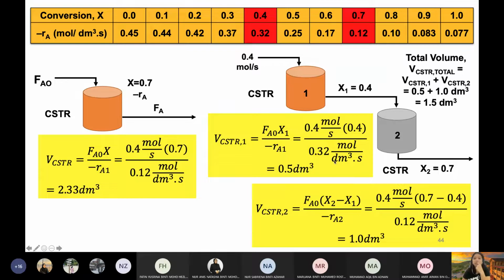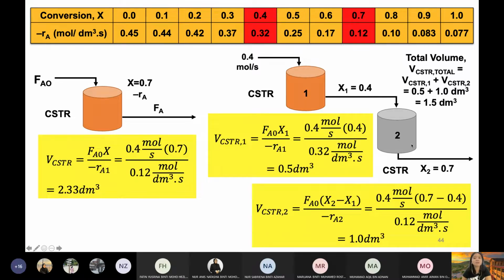So you divide by 0.32, you get your first volume of the reactor VCSTR1 as 0.5 dm cube, meaning, okay, reaktor pertama, kalau if you want to achieve 40% conversion, you need your reactor volume to be at least 0.5 dm cube. Okay. What about the second reactor?